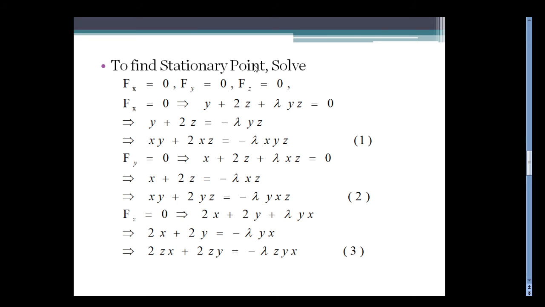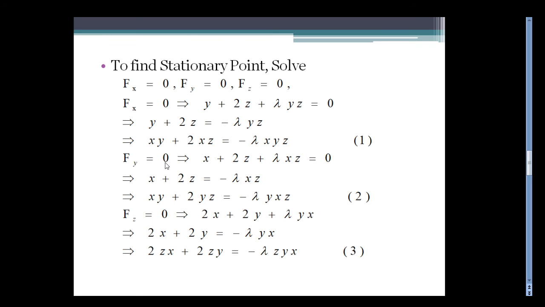To find the stationary point, we write fx equal to 0, fy equal to 0, fz equal to 0. Now what is fx equal to 0? Already we got the equation y plus 2z plus lambda into yz equal to 0. Now bring this lambda into yz to the opposite side. I am getting y plus 2z equal to minus lambda into yz. Then multiply this equation throughout with x. So I get this equation. Let us take it as 1.